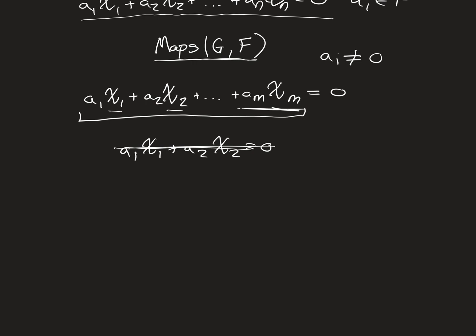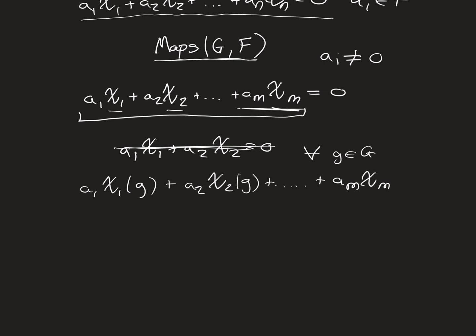How do we do this? So remember what this means. I'm having to remember how you do this as we go along, so bear with me a moment. So this means that for all little g an element of big G, A1 chi 1 of g plus A2 chi 2 of g plus all the way up to Am chi m of g gives 0 for all g that you pick.